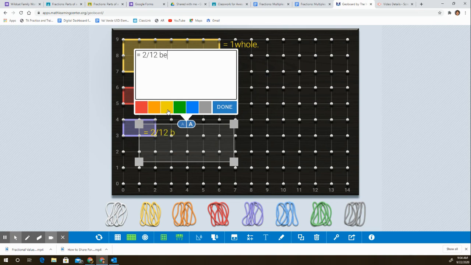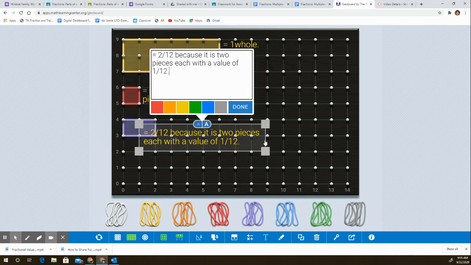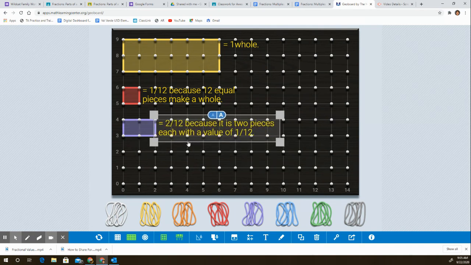And I'm going to say that's equal to 2/12 because it is two pieces, each with a value of 1/12. Okay, so I've got that. That's actually a harder idea. I want to spend some time talking about that. So, okay, let's look at that. I'm going to put it in place here.